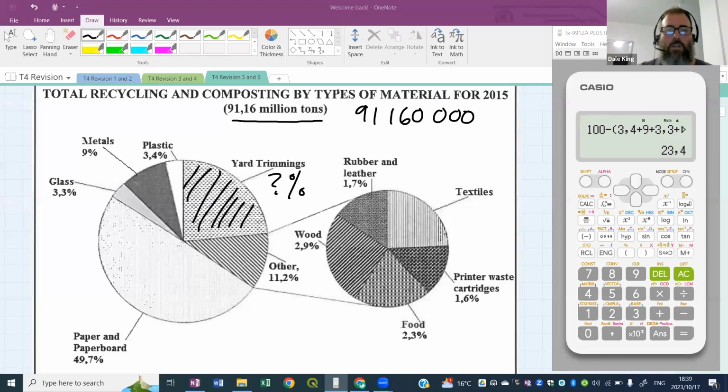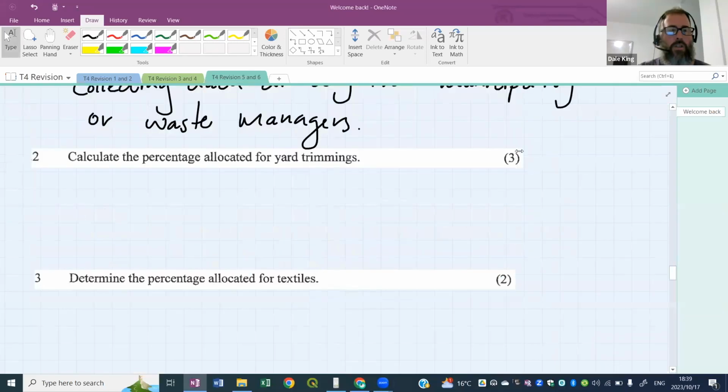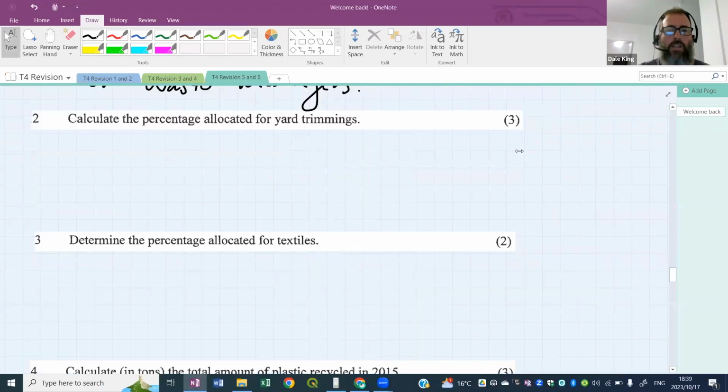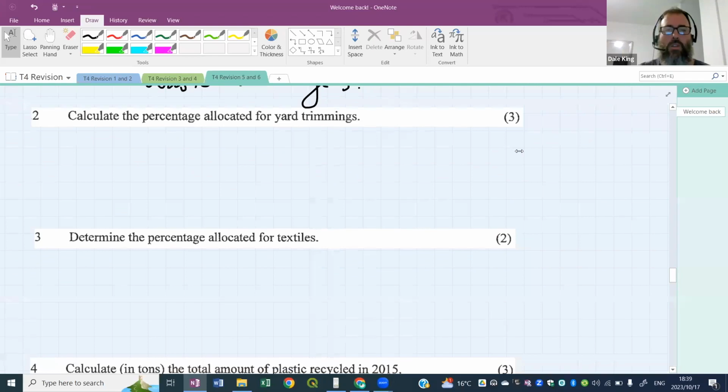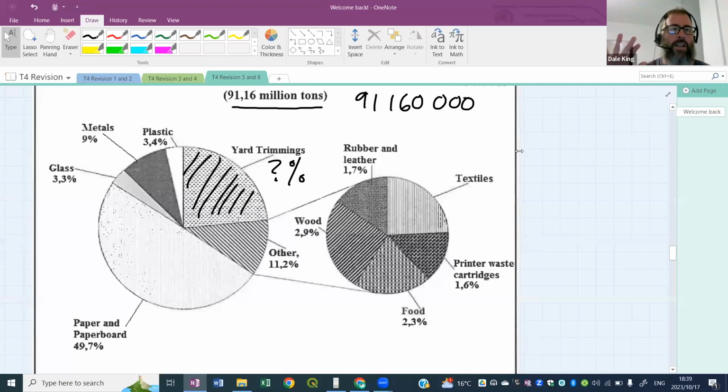Let's see what the next question is. Number 3, determine the percentage allocated for textiles. I'm not going to say anything. I'm not going to give you a warning. I'm not going to give you a hint. Determine the percentage allocated for textiles. Here we go. Textiles on the right there.